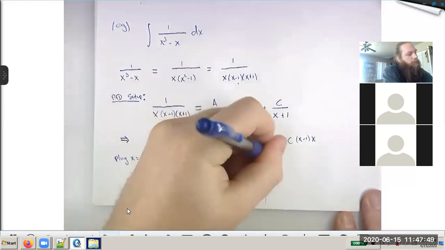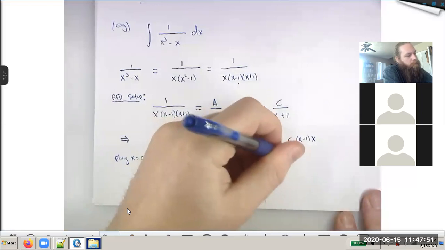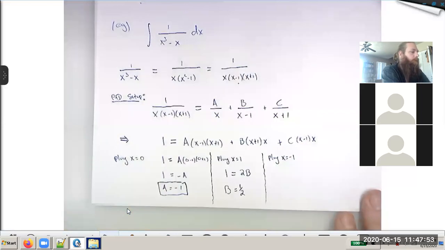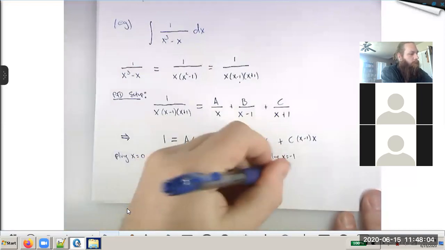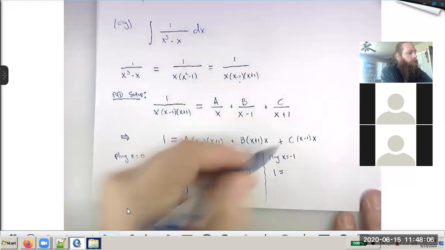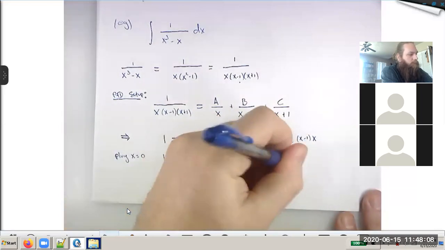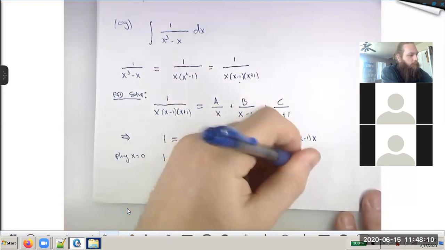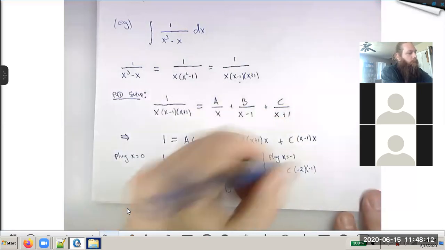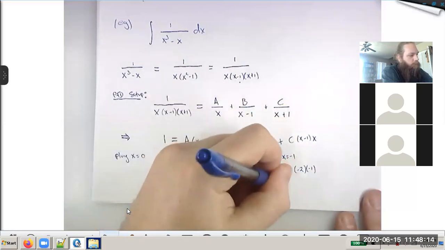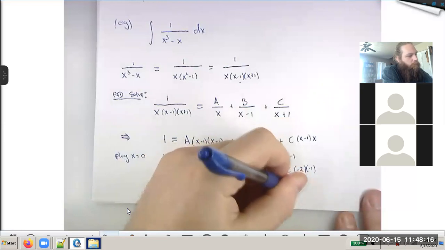And if I plug x equals -1 into this expression, then this piece is 0, so the a's go away. This piece is 0, so the b's go away, and I'll get c out. So I'd have 1, this 1 equals c times -2 times -1. In other words, 1 equals 2c, so c is also 1/2.